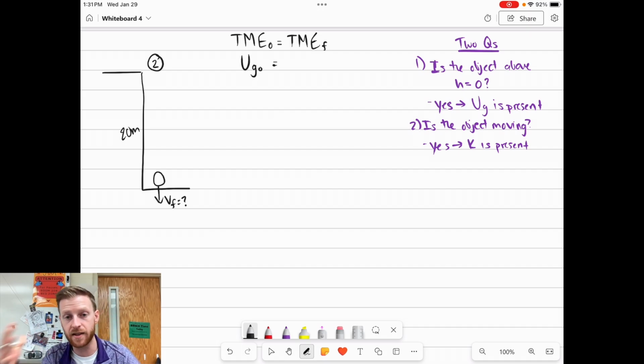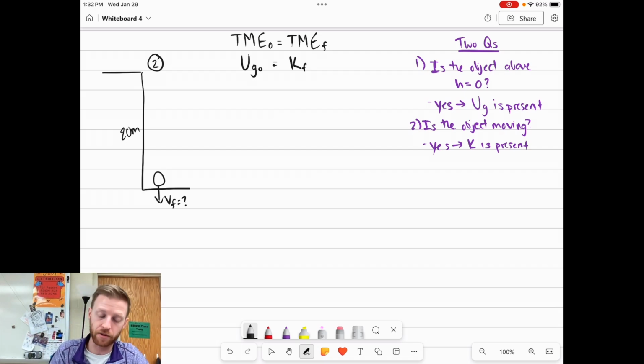At the end, am I above h equals 0? Well, no, I hit the ground, so I don't have any gravitational potential energy. But is the object moving? Yes. So I have kinetic energy at the end. And if you can get this far, you are 80% of the way there. This is the concept we're trying to get. From this point, it's just kind of math.